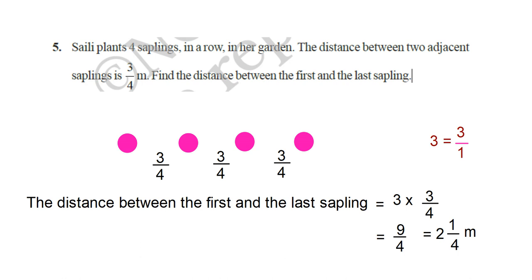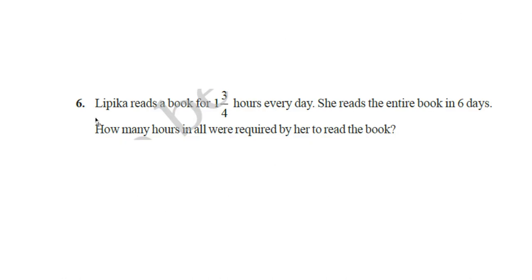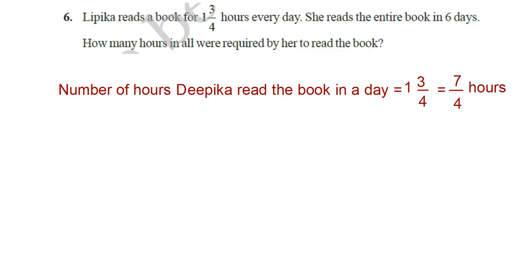Now look at the next question. Lipika reads a book 3 by 4 hours every day. She reads the entire book in 6 days. How many hours in all were required by her to read the book? First step, you can write the number of hours Lipika read the book in a day. That is 3 by 4, which is equal to 7 by 4 hours.